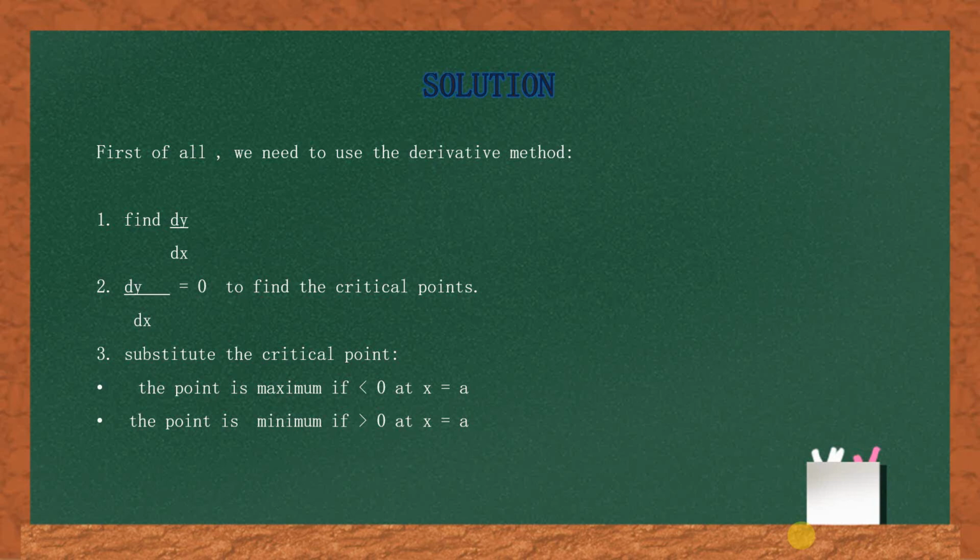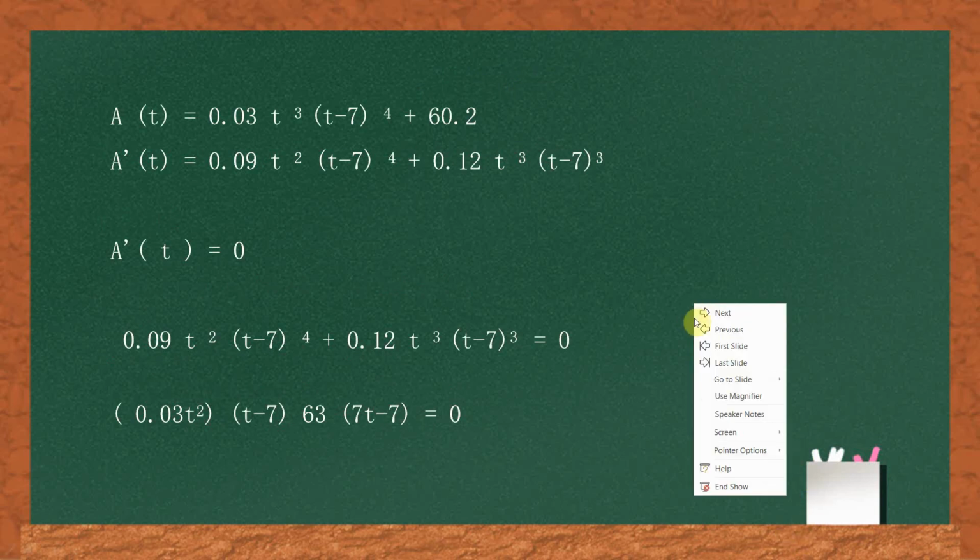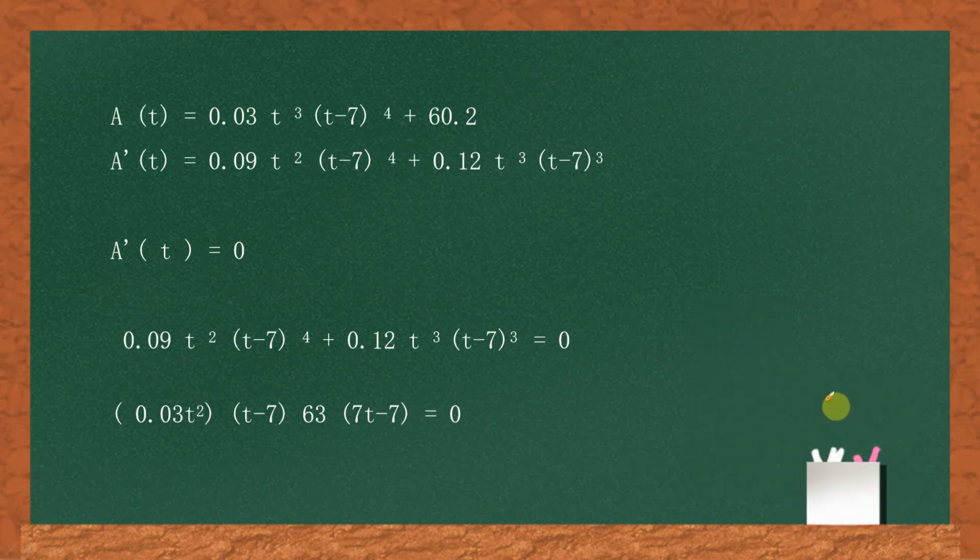Step 1, we need to find dy/dx. Step 2, dy/dx must be equal to 0 to find the critical points. Step 3, we must substitute the critical points. Here is the equation. First, we take A(t) and find its derivative, which is A'(t), which is here.